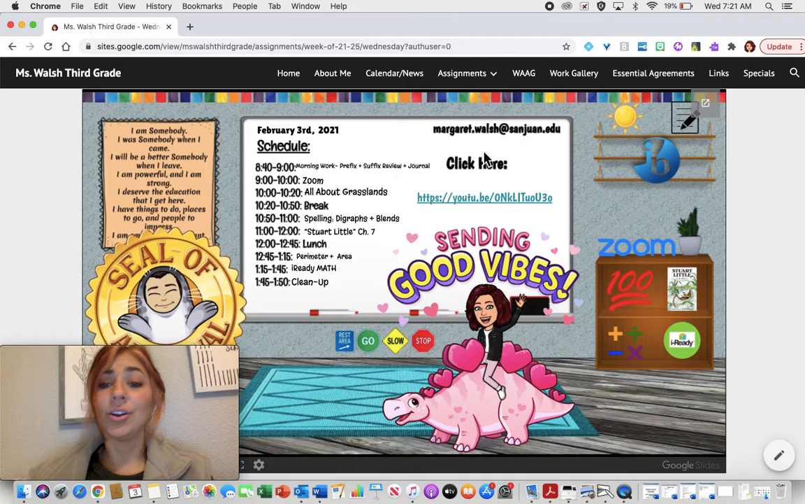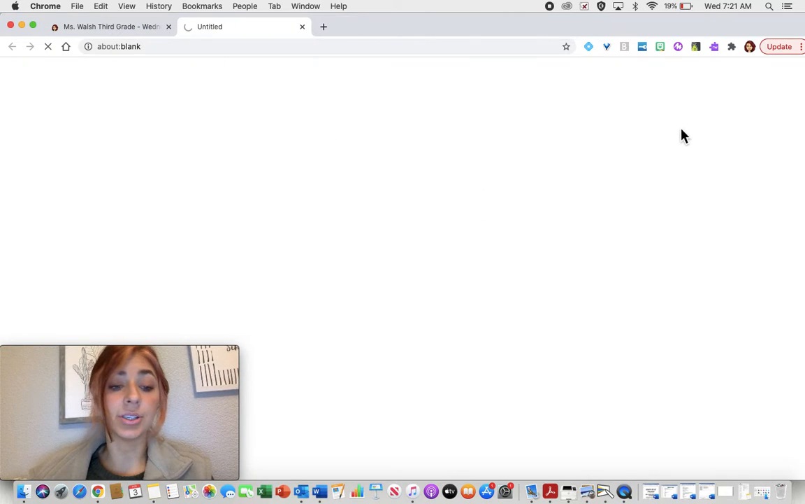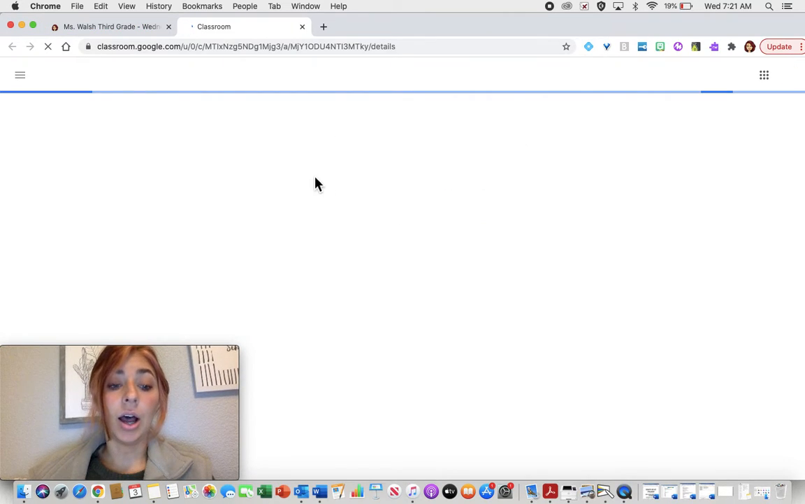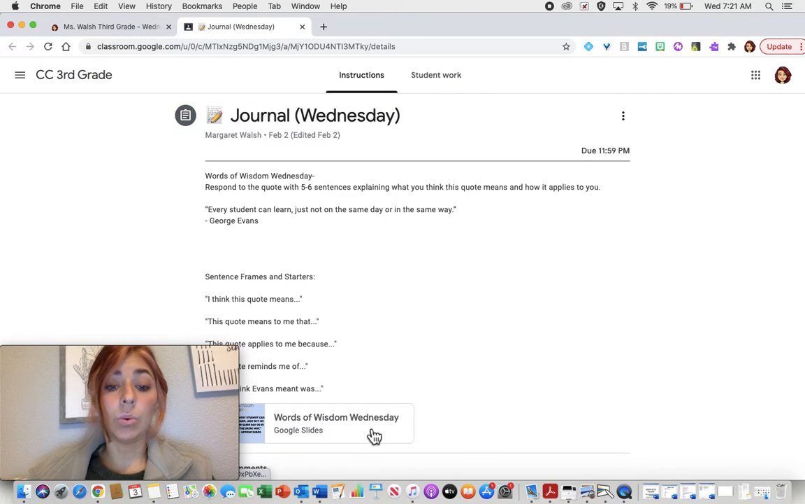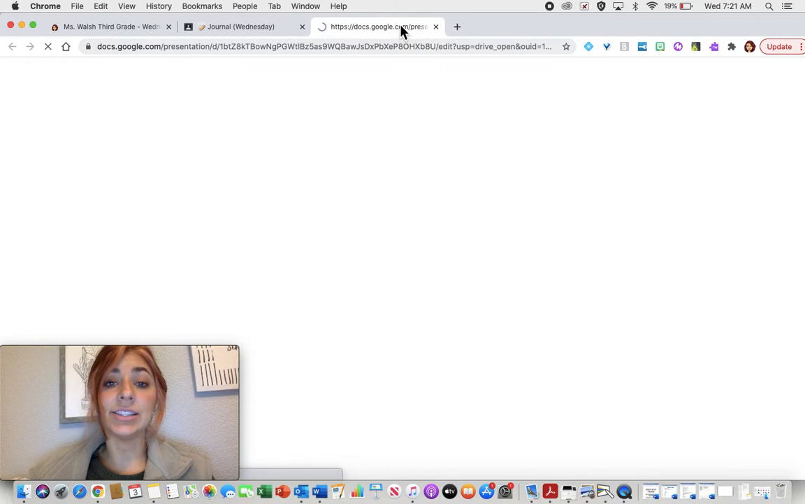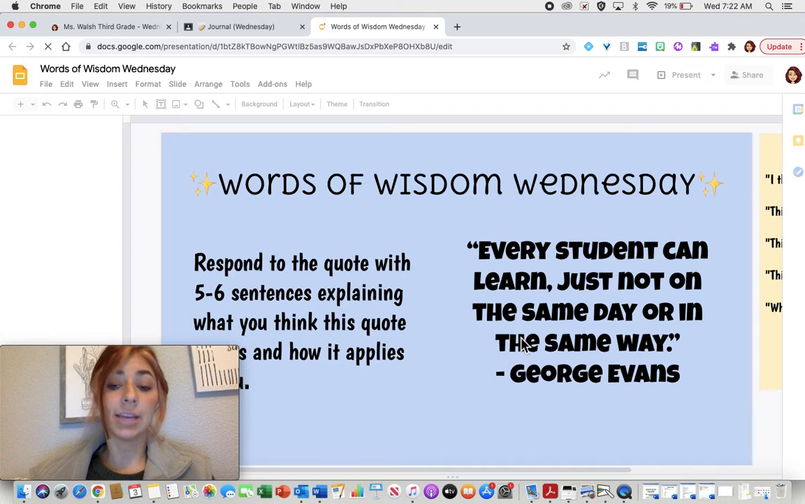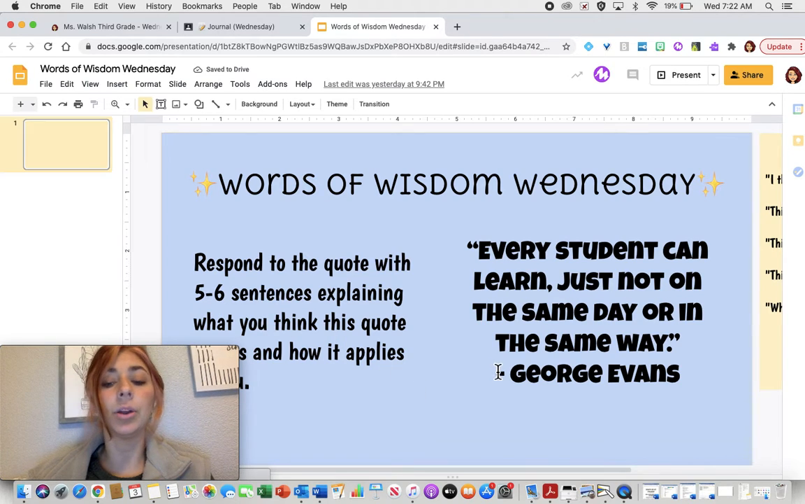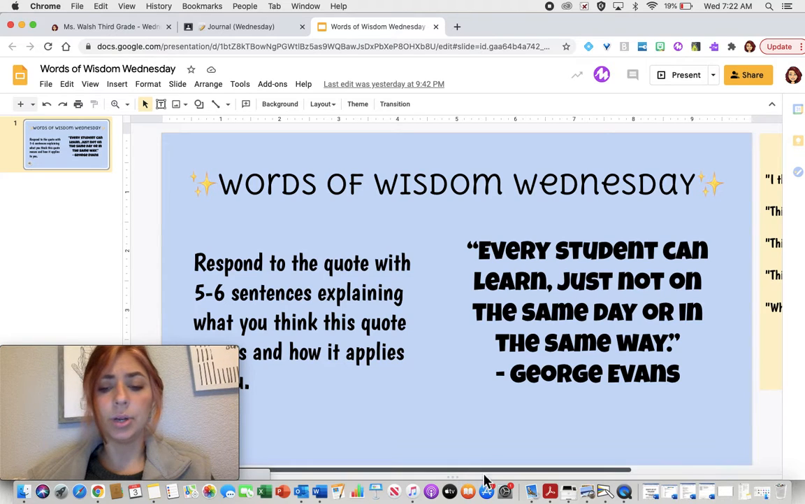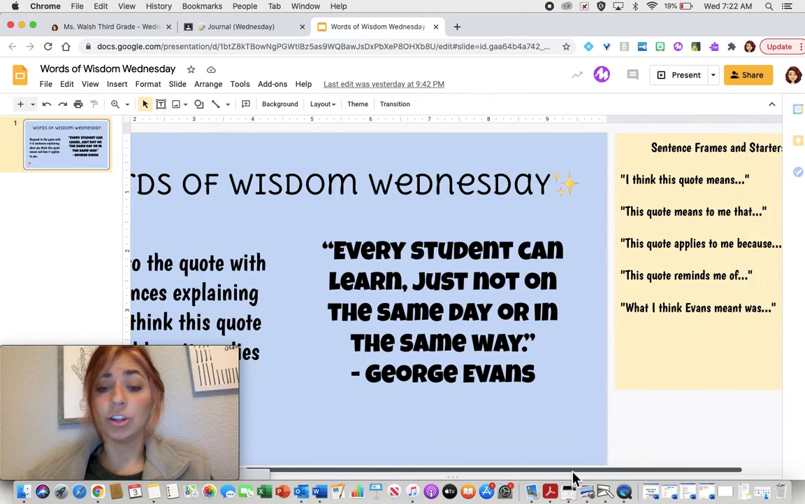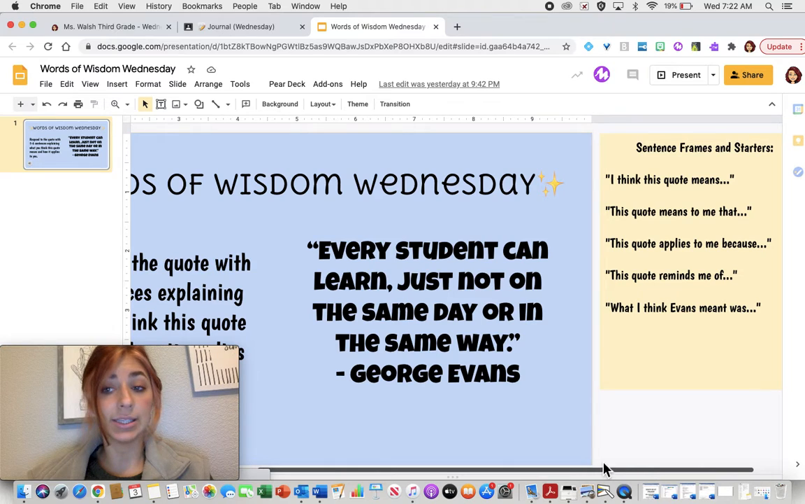Then you have your journal. It is Words of Wisdom Wednesday. Our quote is from George Evans, and our quote for today is that every student can learn, just not on the same day or in the same way. You're going to write 5 to 6 sentences explaining what you think George Evans meant by this quote and how it applies to you. So again, every student can learn, just not on the same day or in the same way.